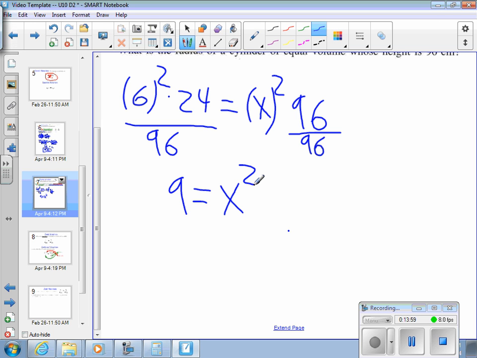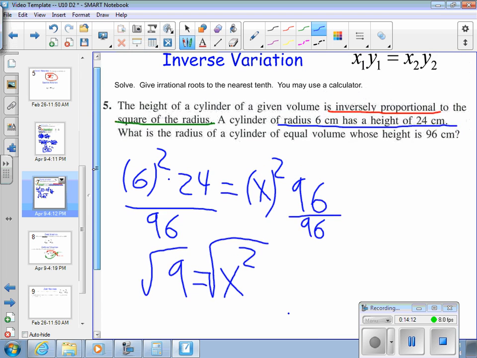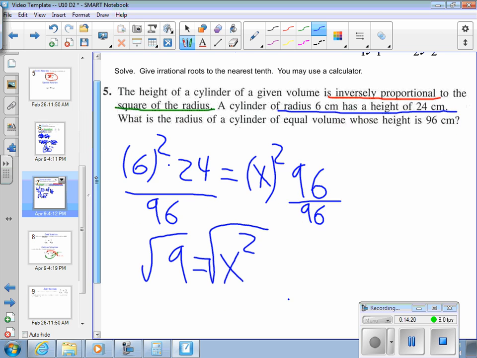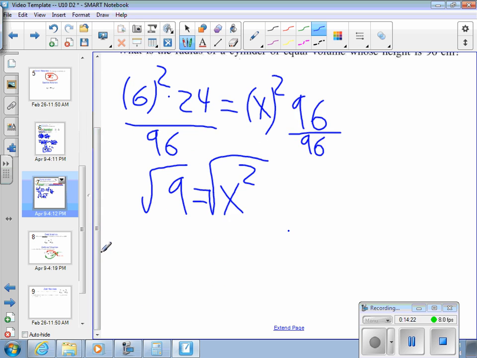So now I need to take the square root of both sides. Now, when we take the square root of both sides, we've talked about it before, we introduce that plus or minus. Let's look back at the problem and see if we have to worry about that. We're finding the radius of the cylinder. Are we going to have a radius that's negative? No, we're not, so we don't have to worry about the plus or minus. We're only interested in the positive square root of 9, which is 3.